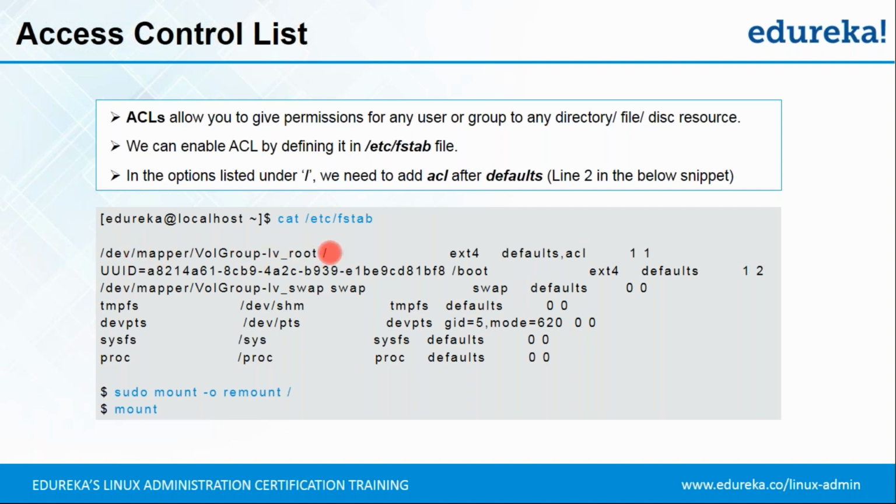So this is something that's common across all distributions. Okay, so some details here would be different in different distributions, but the common thing is you'll have to, in the line which is referring to root, say comma ACL after defaults.